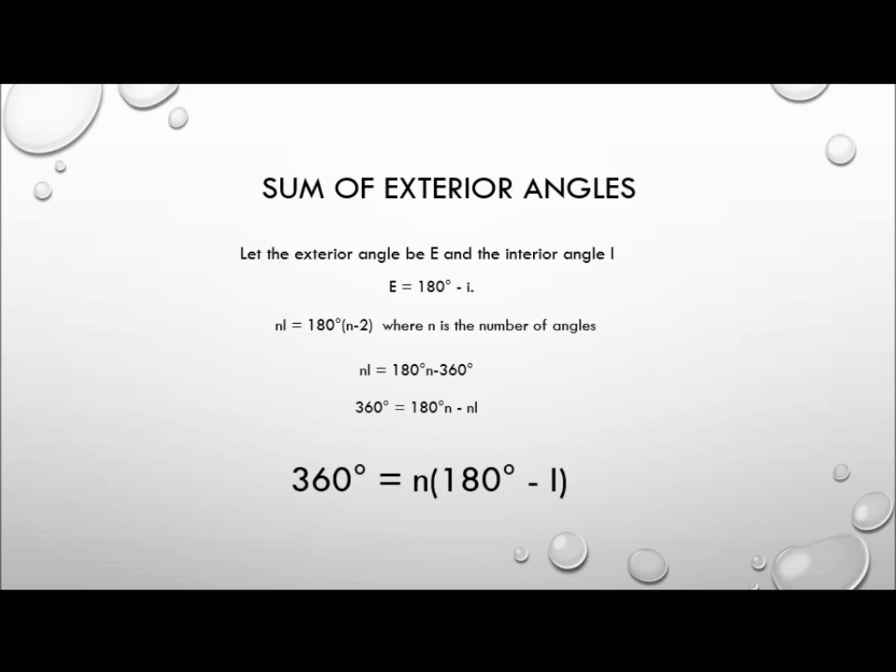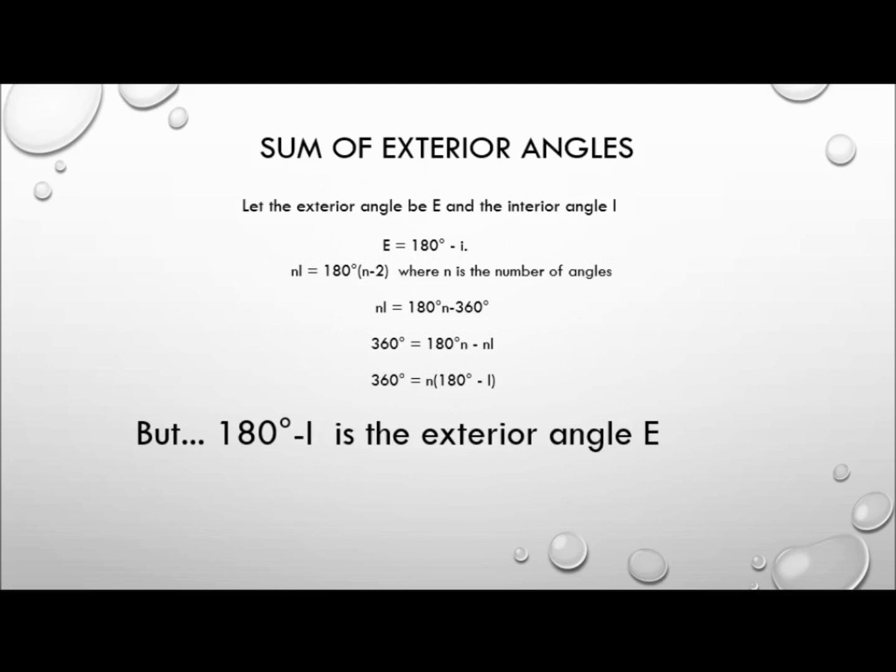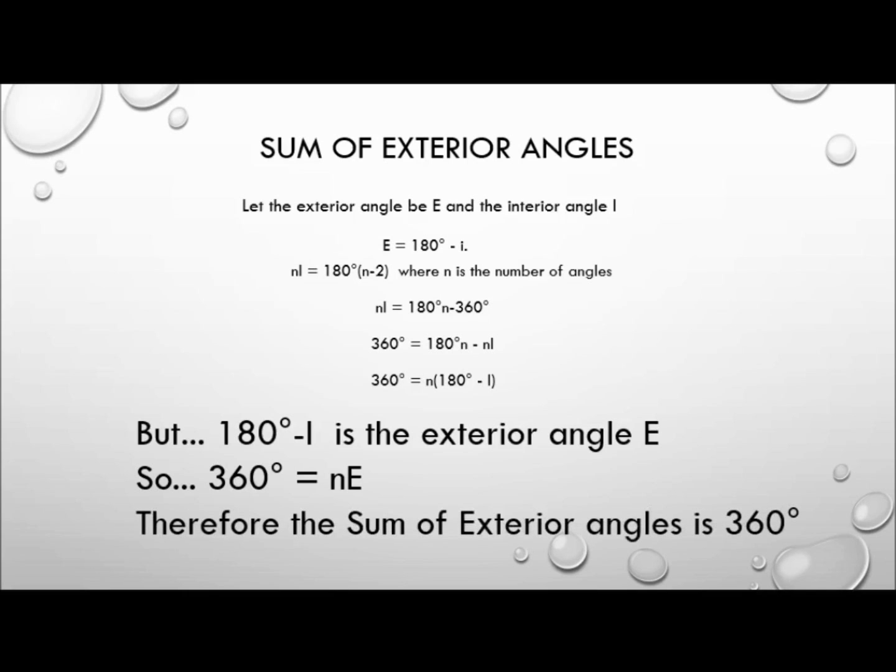Now by factoring out the n, we can say 360 degrees is equal to n into 180 degrees minus I. But 180 degrees minus I is what we said the definition was for the exterior angle E. So 360 degrees is actually equal to n times E. And n times E is the sum of the exterior angles. Therefore, the sum of the exterior angles of any convex regular polygon is 360 degrees.